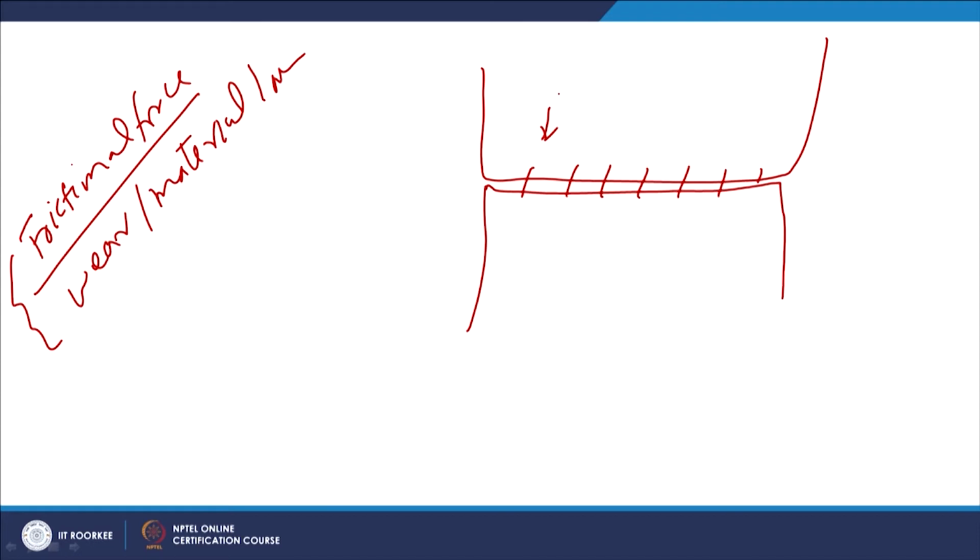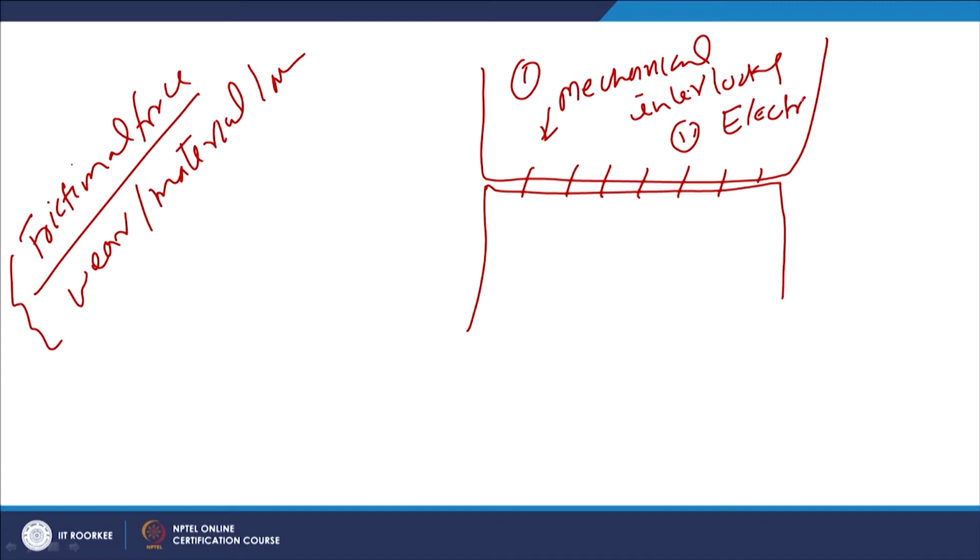One is mechanical interlocking, and the second is electron exchange or free electron exchange, and the third is the diffusion across the interface, because most of the time metals are different, their compositions are different, and the energy levels of the two sides are different. So, the diffusion is also facilitated.